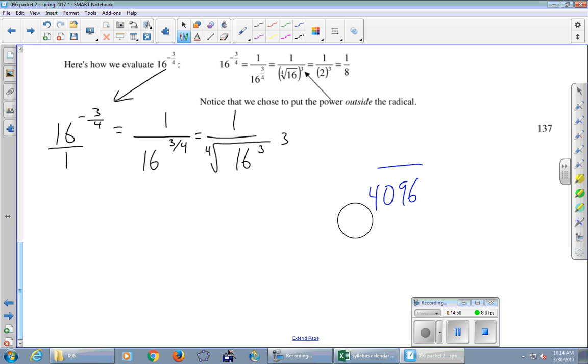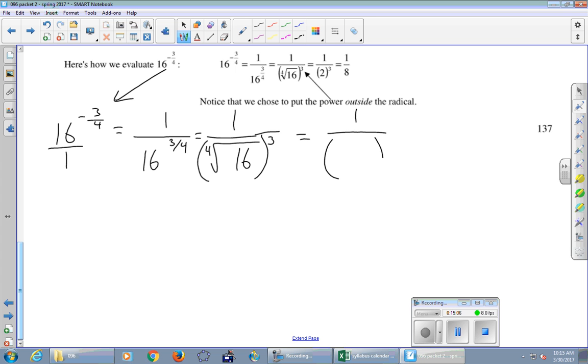So instead of dealing with that large number, 4,096, if we decide that we are going to put the cube out here, I'll put some parentheses just to really highlight the order of operations. Then this equals 1 over, okay, I'm going to copy my parentheses and copy my cube and just focus in the parentheses. What is the 4th root of 16? That's 2. That is one of the ones that I know. I don't know many 4th roots, but I know that one.